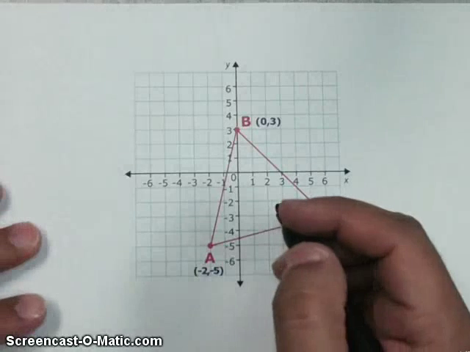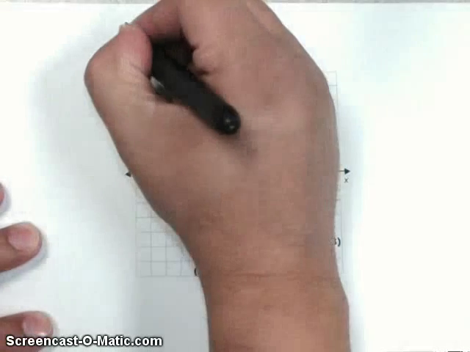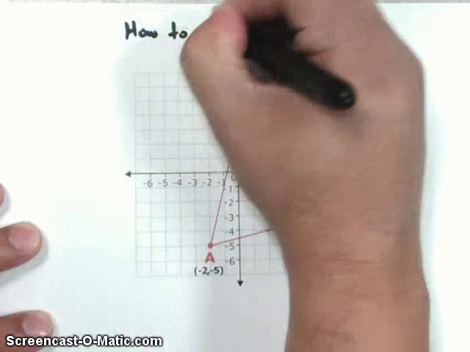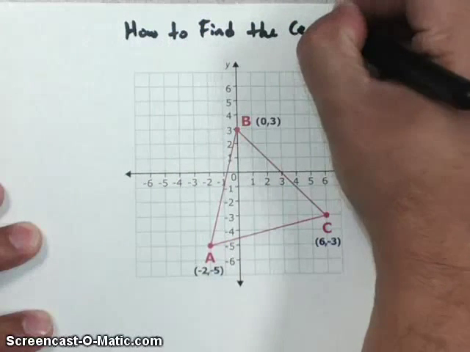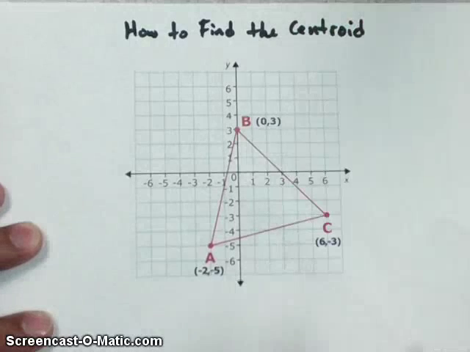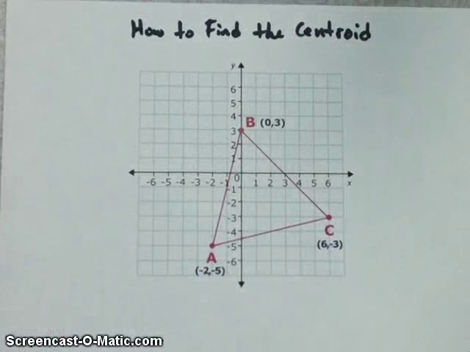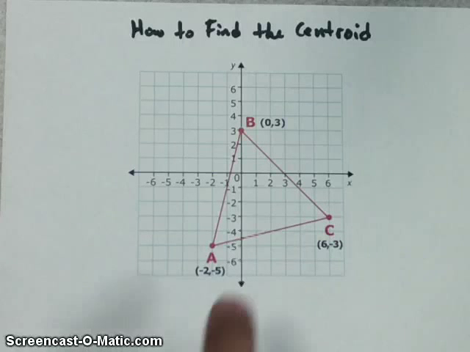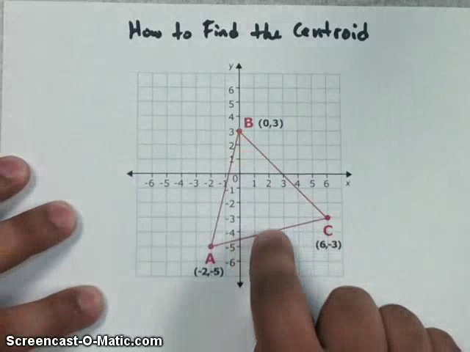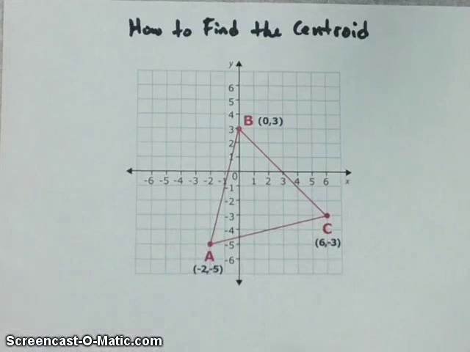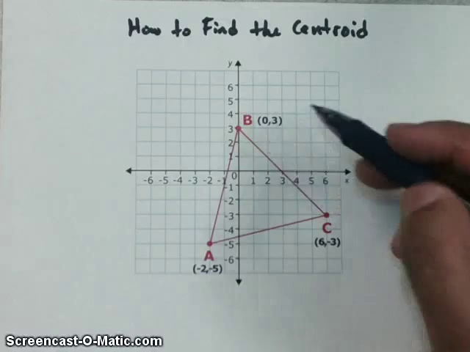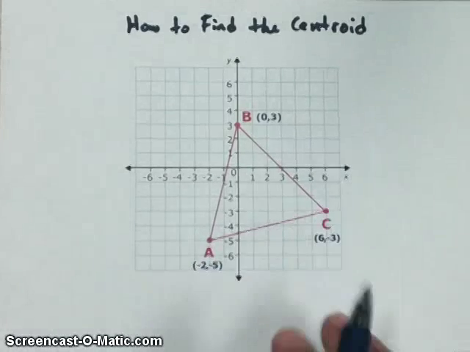Alright, we're going to give you some additional help with how to find the centroid on the graph. Now remember that we made you make the centroid using the medians. So a median goes from the vertex down to the midpoint of the opposite side. In order to do that, you need to pick a side, doesn't matter which side it is.